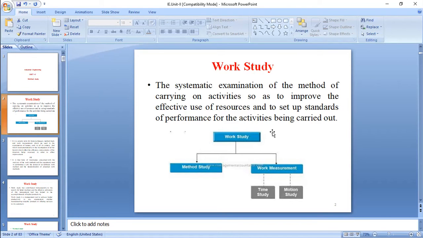So in method study, we need to define some standard methods, and in work measurement, we need to define some standard time required to produce some product. So this is nothing but your work study. So basically, work study is related to your productivity concept. That is, if we need to increase the productivity, we need to have some standard methods, which will be carried out in an effective or efficient way. It means we need to improve the effective use of the resources, that is, material, machines, etc. So this is nothing but your work study.